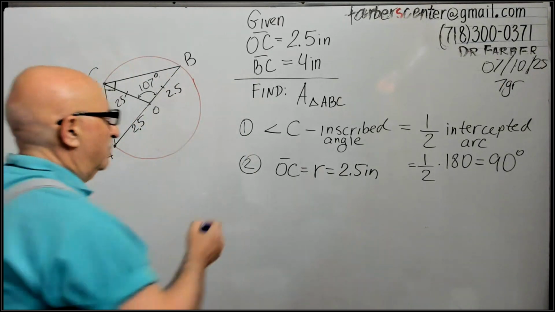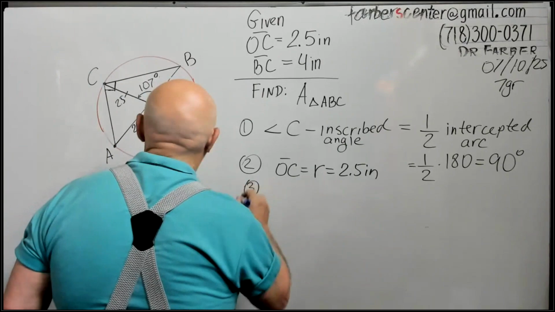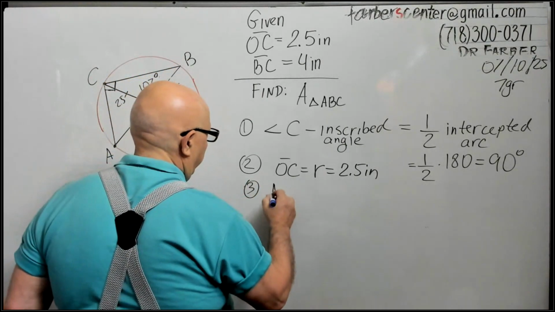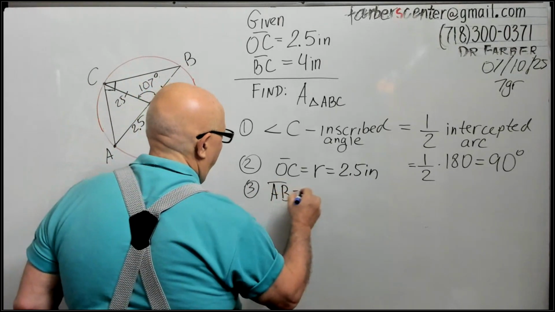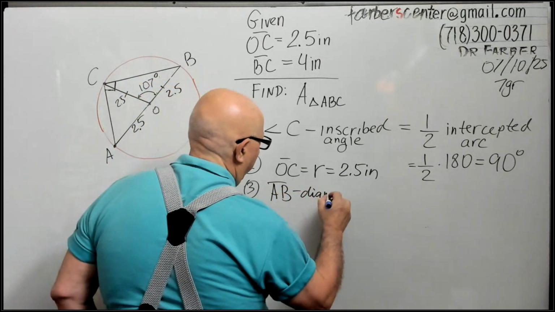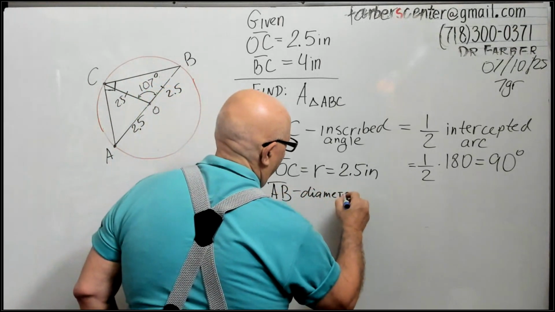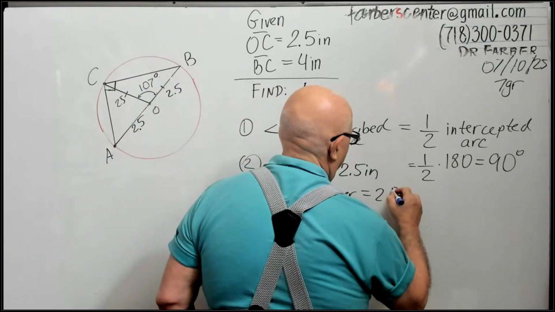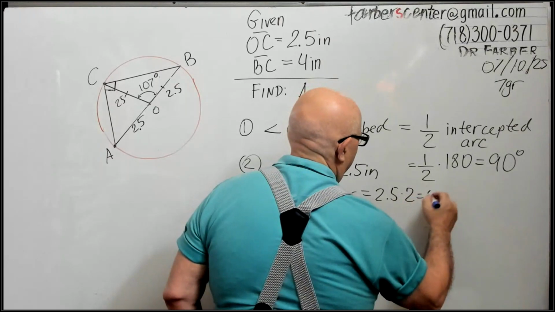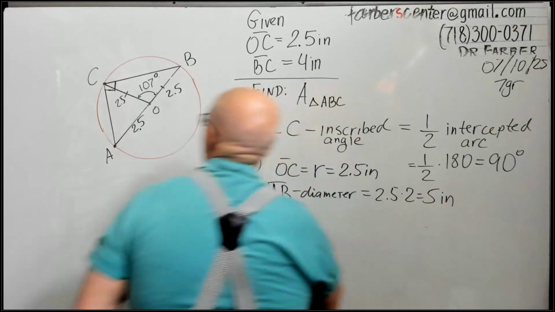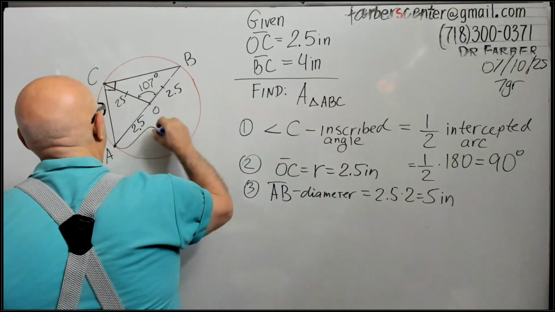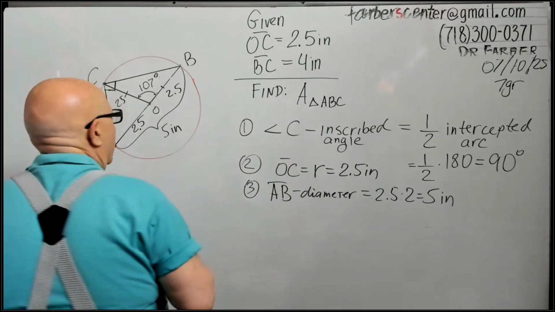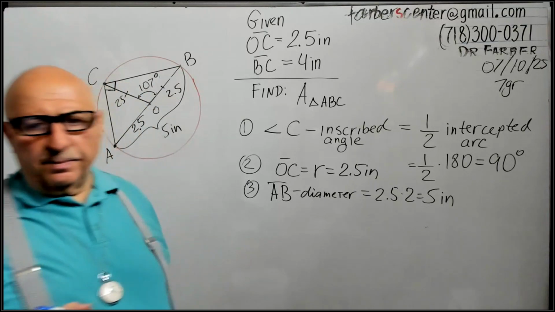Hands down. Step number 3. Based on this, AB is the diameter, which equals 2.5 times 2, because diameter equals 2 radii. So it is 5 inches. And this is 5 inches. Do you understand this step?